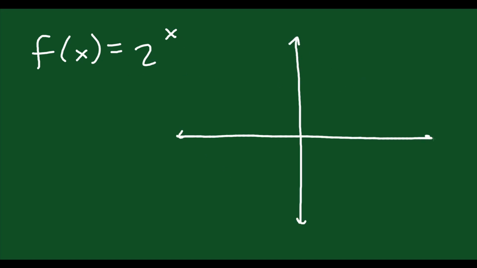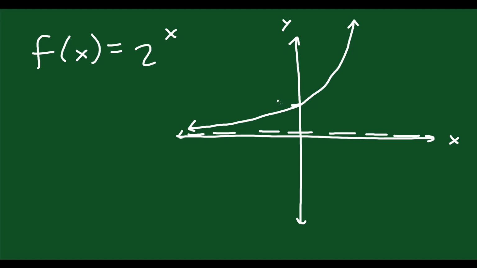You have a horizontal asymptote on the x-axis. I'm drawing it a little bit above the x-axis just so you can see it, but it should be right on that x-axis. And it gets very close on the left, and then it's just going to shoot up exponentially like that. And it has a y-intercept of 1.